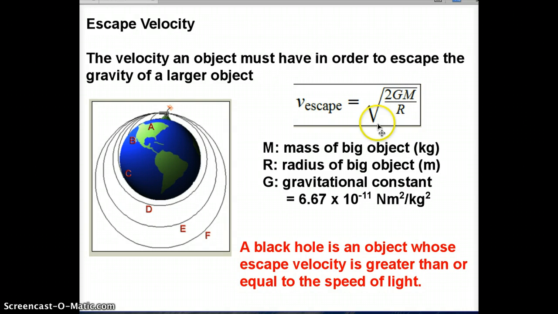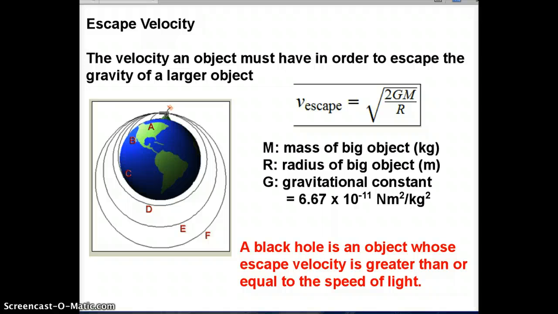M is the mass of the thing you're trying to escape from. So, like in this little picture here, you're trying to escape from Earth. Eventually that's going to be our black hole. And r is the radius of that object. So it makes sense that if the mass of the object is bigger, you have to be going faster to escape it. It also turns out that if you have a smaller radius object, you have to go faster to escape from it, because a smaller radius object has more gravity.